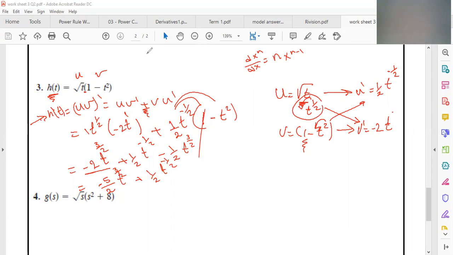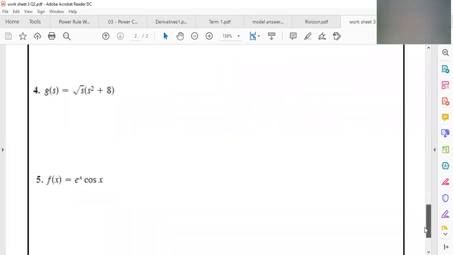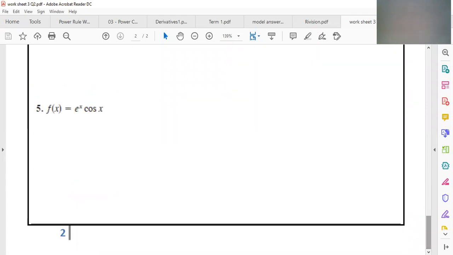Okay, let's solve the last one. As I told you, I will solve a problem and you will solve the next one as homework. Here, let's solve this one. It's so easy. By the same way, look here. It is a product of two functions. E to the power x is a function. Cosine x is a function.